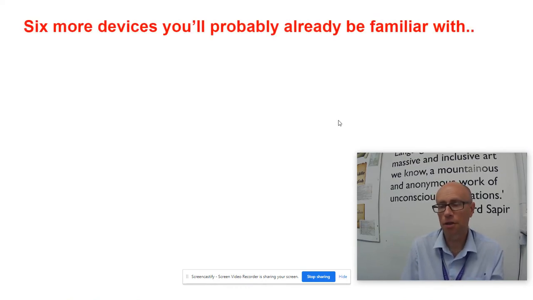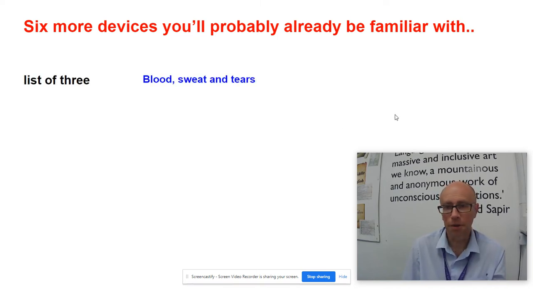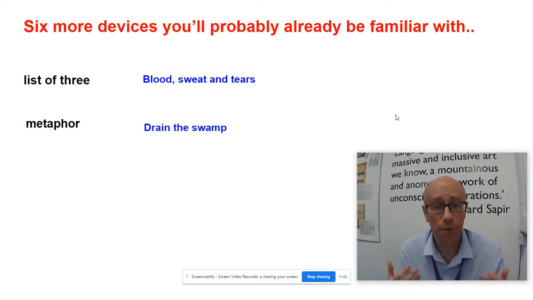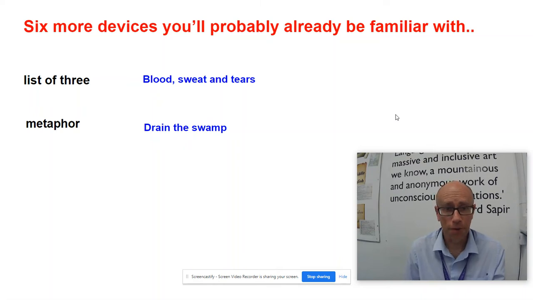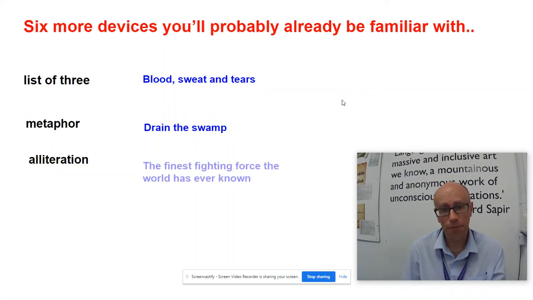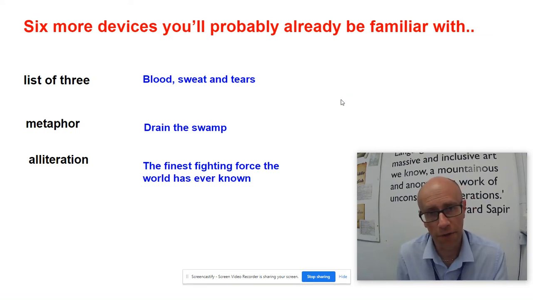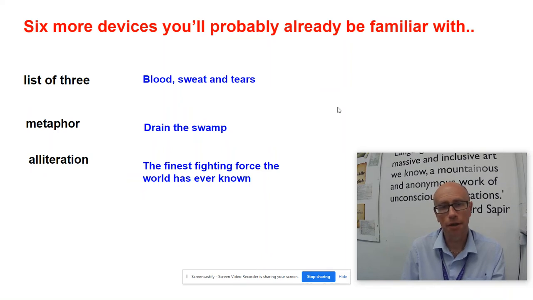Obviously, there'll be some other devices that you will probably be familiar with as a GCSE student. You've got things like lists of three or triplets, as in Winston Churchill's blood, sweat and tears. We have metaphor. Even the most basic of speech writers, like, for example, Donald Trump, can come up with a metaphor here: drain the swamp, meaning get rid of the corruption in Washington, D.C. We have alliteration, which is a phonological pattern. It's basically the repetition of sounds at the starts of words. The finest fighting force the world has ever known. That's what Barack Obama in 2009 described the US military as being.